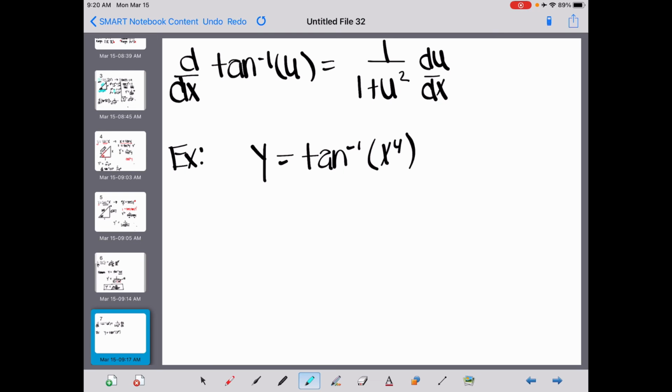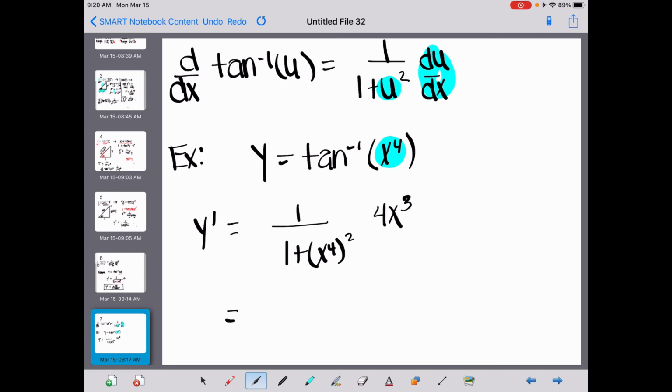Next example, using the tan inverse, we're going to find y prime. In this case, your u is x to the fourth, so we're going to plug that right in there. And the derivative of u is 4x to the third. So it becomes 1 over 1 plus (x to the fourth) squared times 4x to the third. If you simplify that, it's 4x to the third over 1 plus x to the eighth, by the power rule. That's your final answer for y prime.